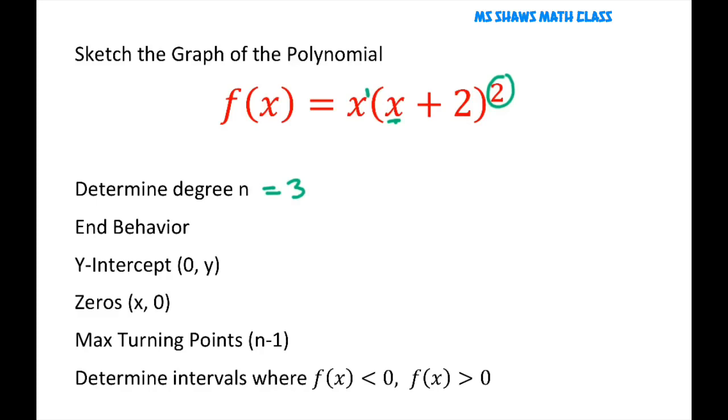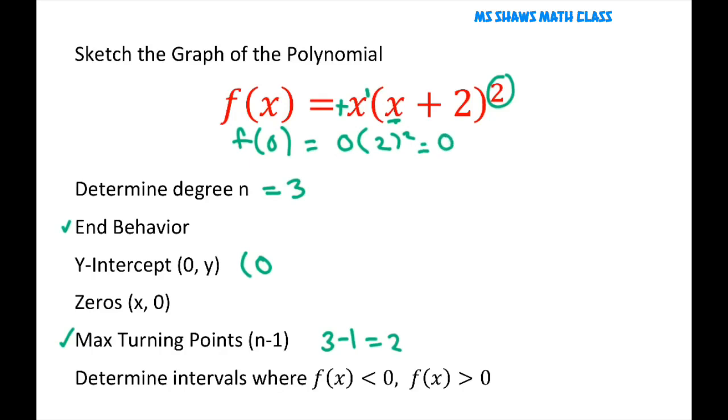So our maximum number of turning points right here is going to be 3 minus 1, which equals 2. We're going to do the end behavior in the next slide. This is also positive here. Our y-intercept is when x is 0. So when you put x as 0, you have f of 0 equals 0 times 2 squared. That's going to equal 0.